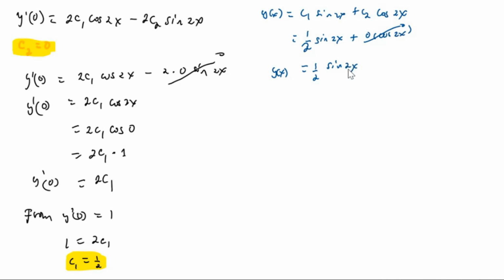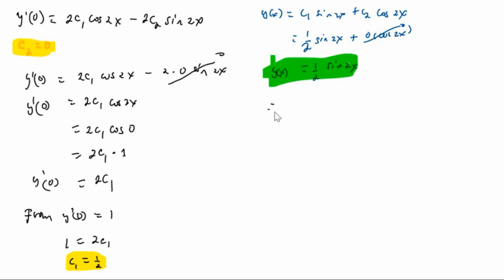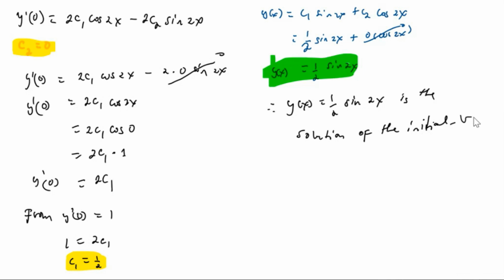So y of x is equal to 1 half of sine 2x is the solution of the initial value problem. We can conclude, therefore, that y of x is equal to 1 half of sine 2x is the solution of the initial value problem.